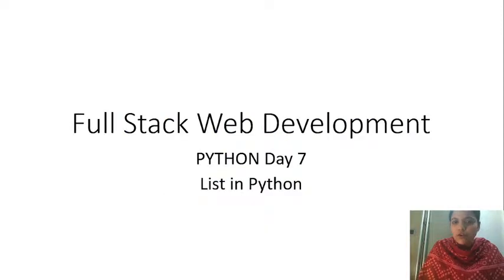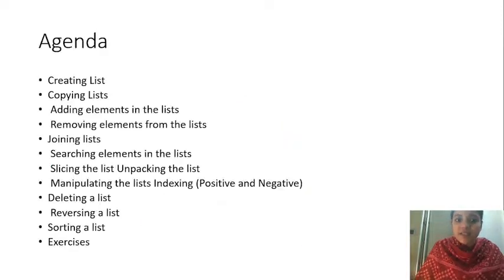So we are going to learn list in Python today, and these are the small topics of list: how to create one, how to copy one list into another, how to add and remove elements, how to join two or more lists, how to search a particular value in the list, slicing and unpacking of the list, how to manipulate the list with its indexing, deleting a list, reversing a list, sorting a list. Let's see one by one all that we can complete.